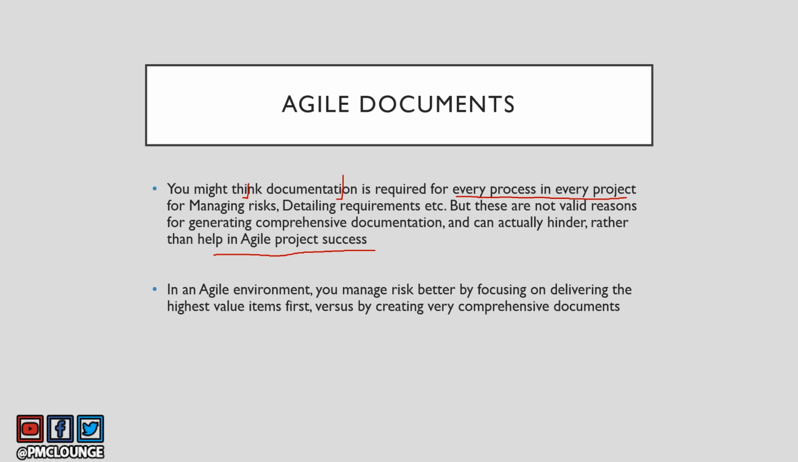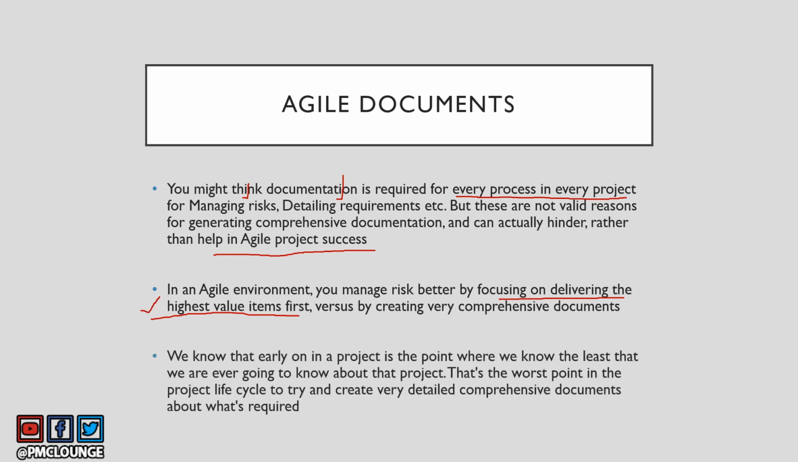So then how do you manage risk? Well, you manage risk by focusing on delivering the highest value items first, rather than looking at the entire project and then figuring out what could be the risks and then figuring out how you're going to handle those risks. Instead of all that, your focus is on delivering the highest value items first. That's it. Secondly, when it comes to requirements, and these are just two examples, right? You might think that for every process you need a document, and we can discuss that further as well. But we are taking two examples, how risks are managed and how requirements are managed.